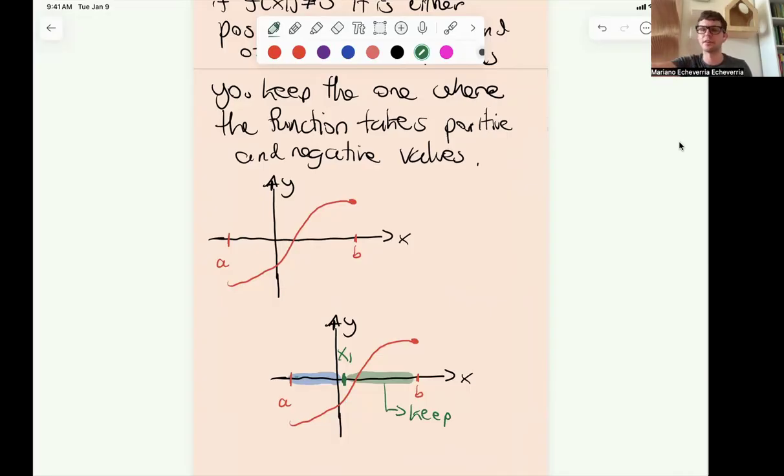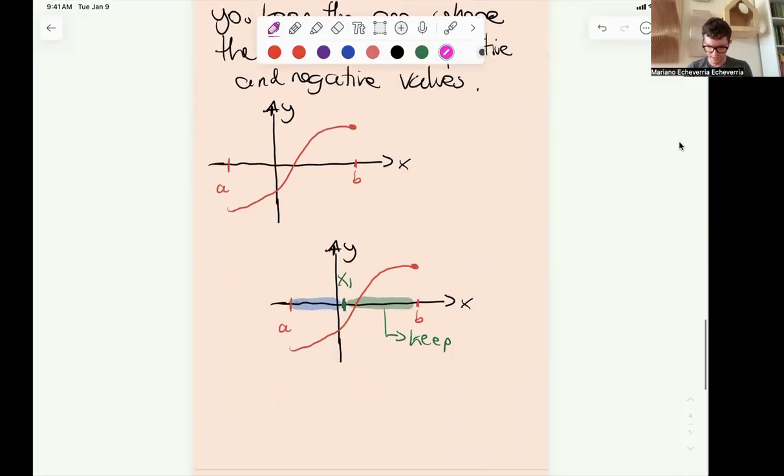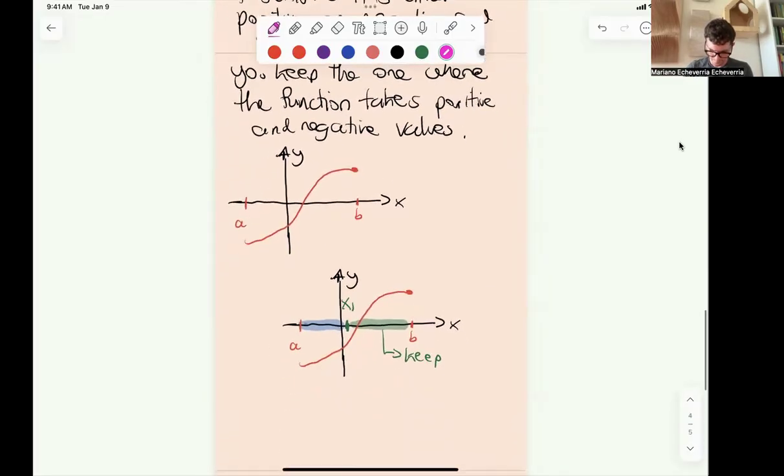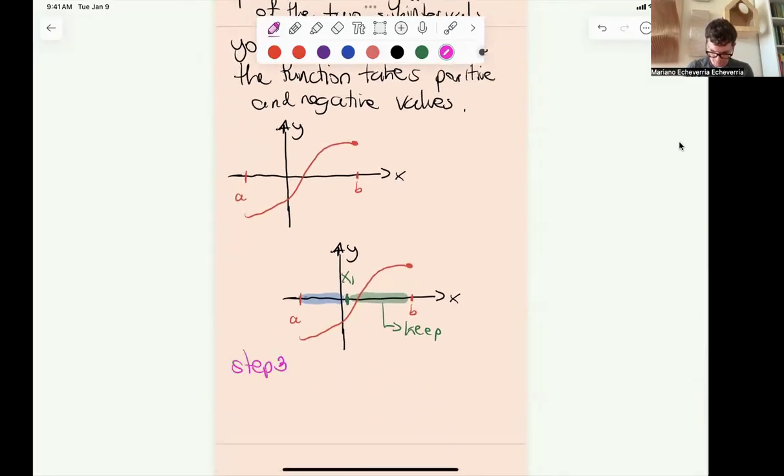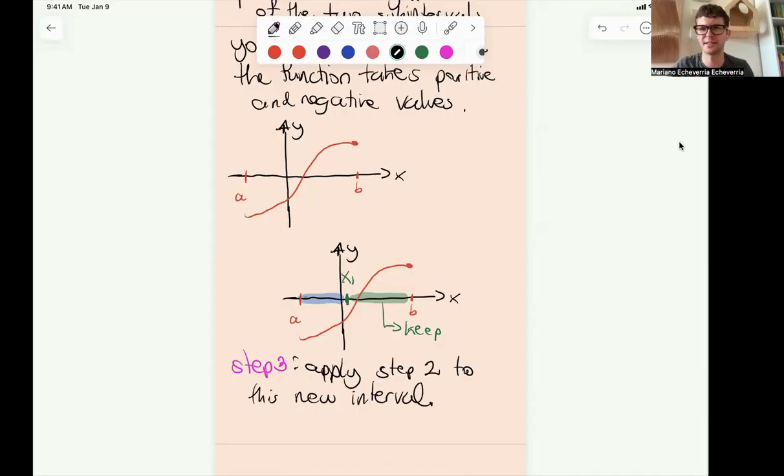And then step three, sometimes you would call this iterate the process. You just repeat the process, run it through the algorithm again, but with this new subinterval, right? So you apply it to this subinterval. And I'm about to write a couple more things about this, but that really is the summary of the idea.